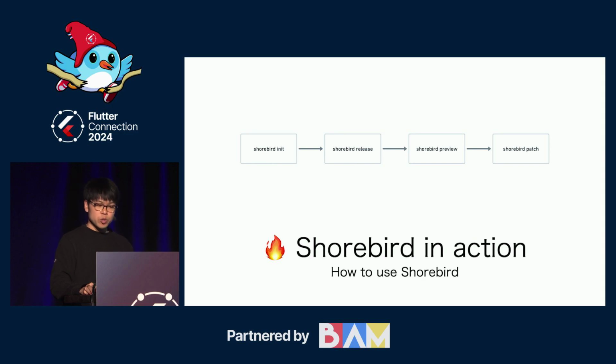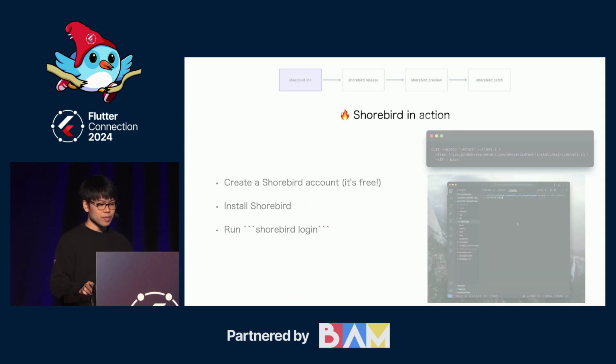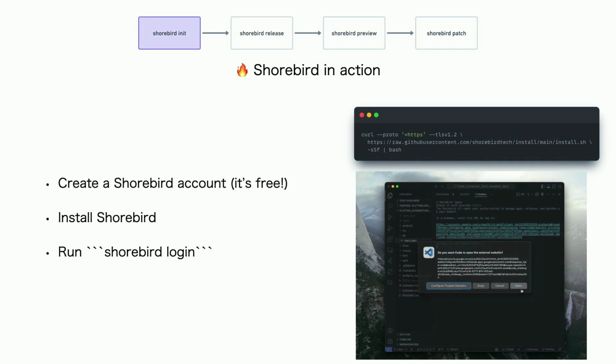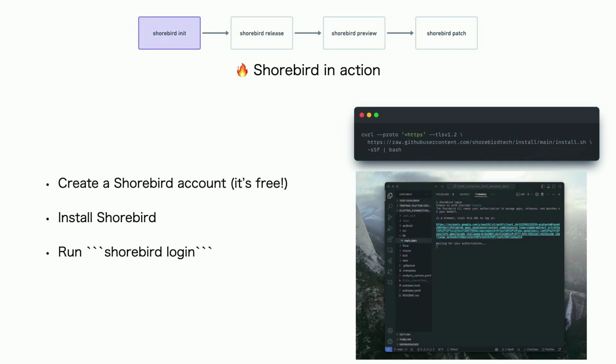This section will provide instructions on how to use Shorebird. So before using Shorebird, you have to create a Shorebird account. It's free, so don't worry. Then install Shorebird CLI using the command line above. And once you've installed Shorebird, you can use it to log in. The CLI will generate a login link for you, which you can then use to log in through the browser.